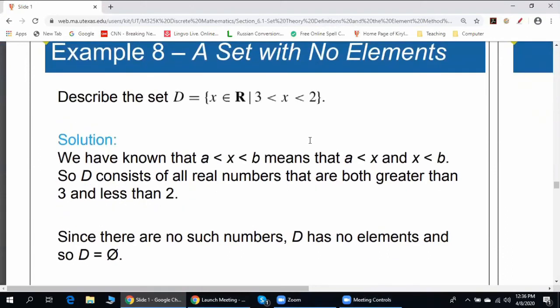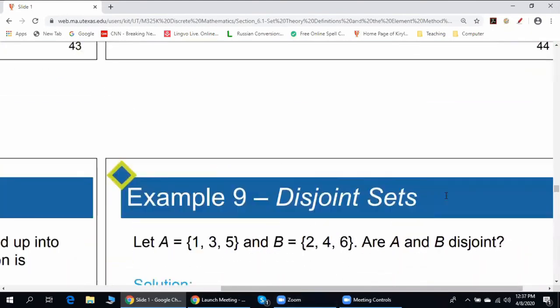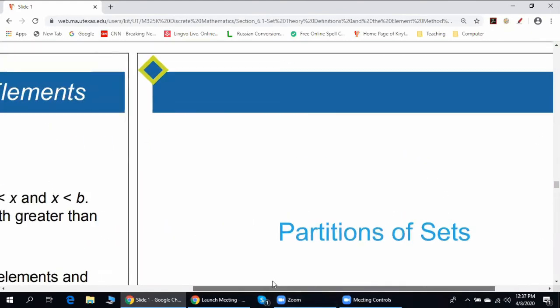Here's another example. The set of all real numbers that satisfies the following double inequality: x is greater than 3 and less than 2. It's the empty set. Guys, any questions about empty sets?